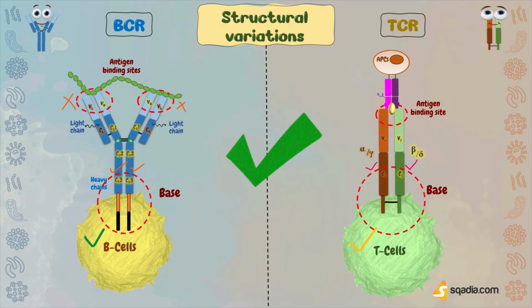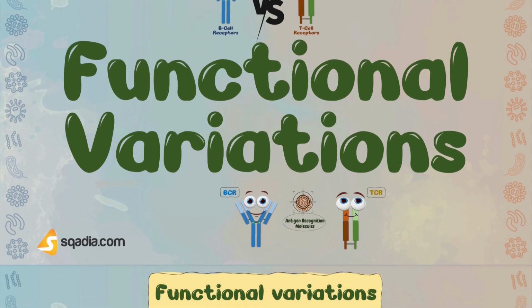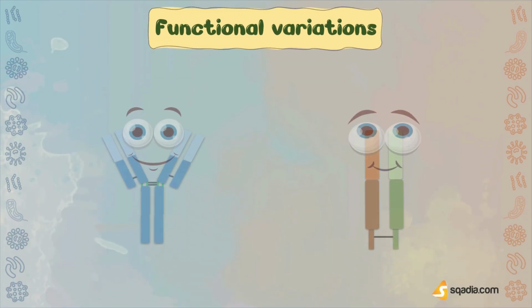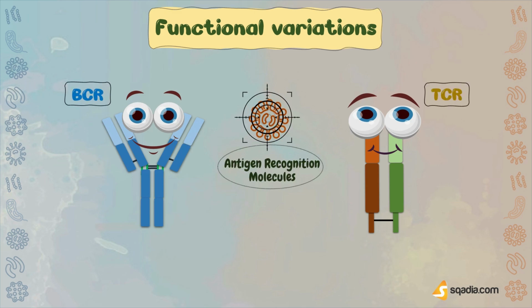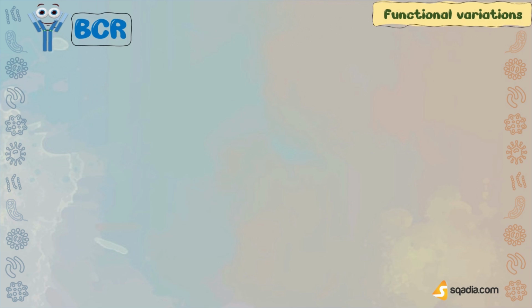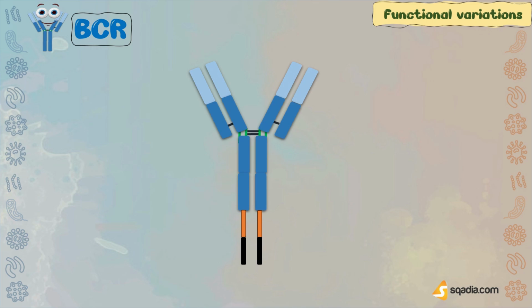Now, after this structural comparison, let's have a look at their functional comparison. We know that both BCRs and TCRs are antigen recognition molecules that are known for their vital role in the adaptive immune system. But here let's see how their function differs from each other. Although their primary function is antigen recognition, the mechanism for both varies. Let's see how, starting with B-cell receptors.